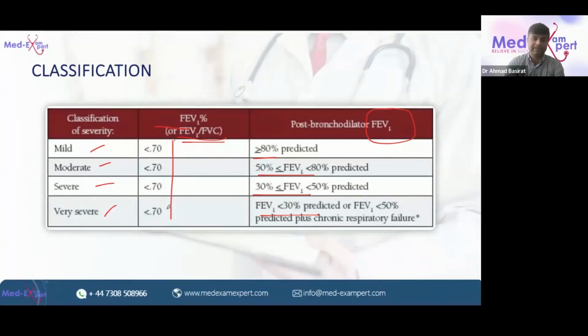So that stays the same. The classification is based on the FEV1. If it's mild, it's 80 or more. Moderate is 50 to 80. Severe is 30 to 50. And very severe is less than 30. I hope it makes sense.